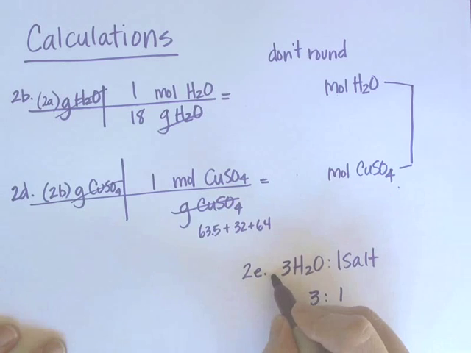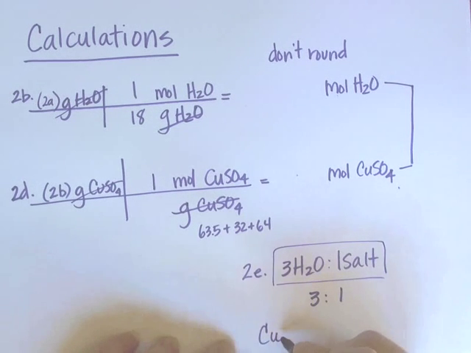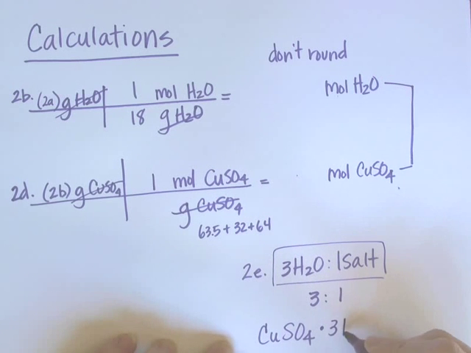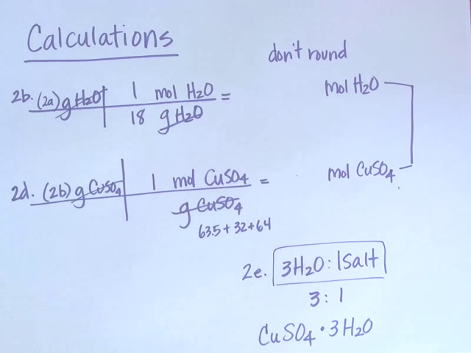So if this were in fact what you would get, then you can write from that the formula for your hydrate. So if this were your data, then you would be able to determine the formula for your hydrate is CuSO4·3H2O. So follow this example exactly for the other hydrate, magnesium chloride, and you should be able to determine its formula as well.